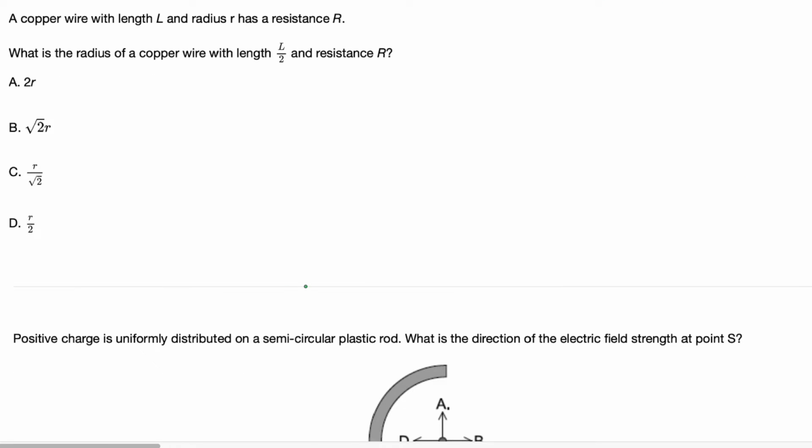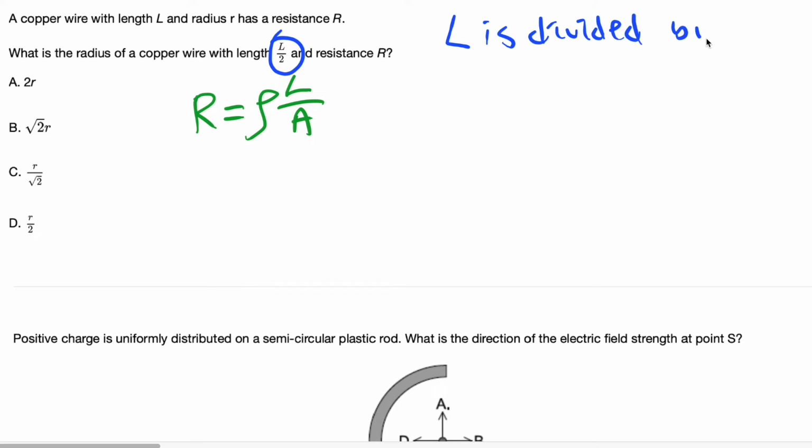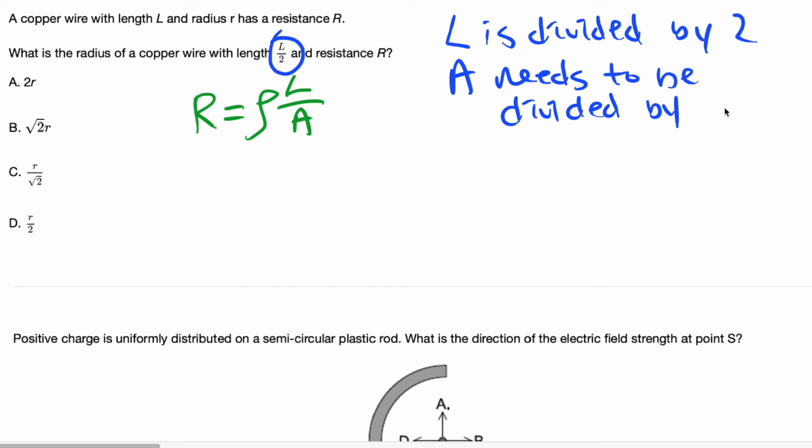A copper wire with length L and radius R has a resistance R. What is the radius of a copper wire with length L over 2 and resistance R? Resistance is equal to resistivity multiplied by L divided by area. Because length is divided by 2, area needs to be divided by 2 to have the same resistance R.